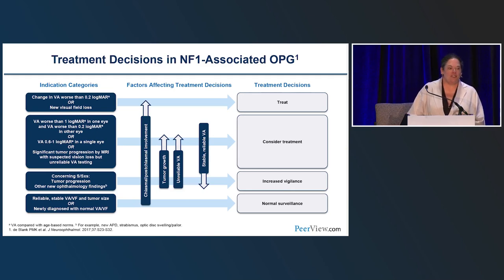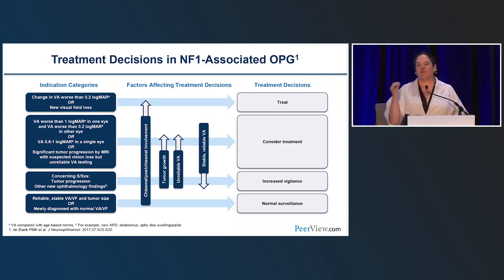Peter DeBlanc's group put together a nice treatment decision paradigm for when you decide you need to treat. I'm not going to spend a lot of time on this, but I do want to point out that it's very clear, I think, in the group, we feel like visual acuity changes or visual field loss, particularly in a young child, is a clear indication that these need to be treated. But after that, it's a little bit harder. I think you really do have to take into account, are you getting a good eye exam? Even if there's progression on MRI, that doesn't necessarily mean that these need treatment.